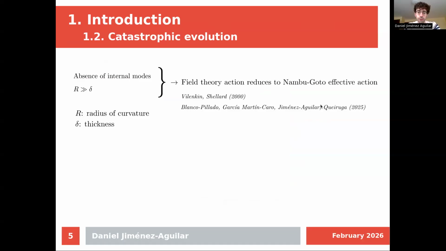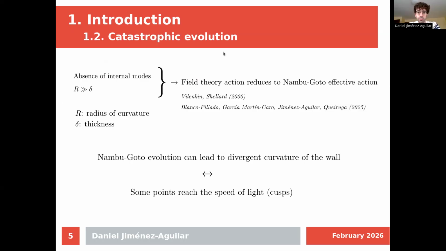Of course, the domain walls are field theory objects, but we know that the field theory action reduces to the so-called Nambu-Goto action in the limit of low curvature and in the absence of internal modes. It turns out that the Nambu-Goto action predicts that the local curvature of the walls will diverge in a finite amount of time, even if we start out with perfectly smooth initial conditions. This is what I mean by catastrophic evolution. As we will see, this is closely related to the presence of cusps, which are points that move momentarily at the speed of light on the wall.